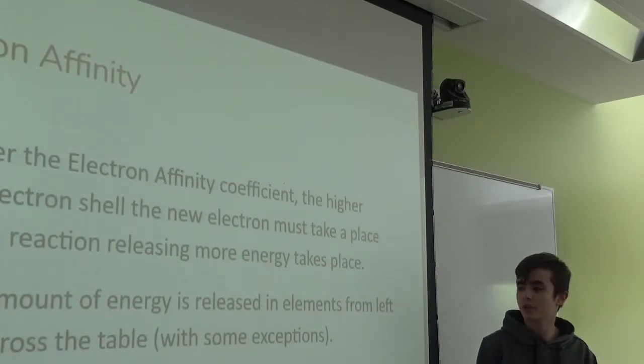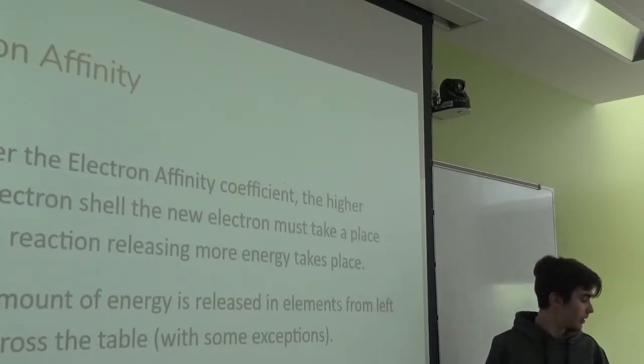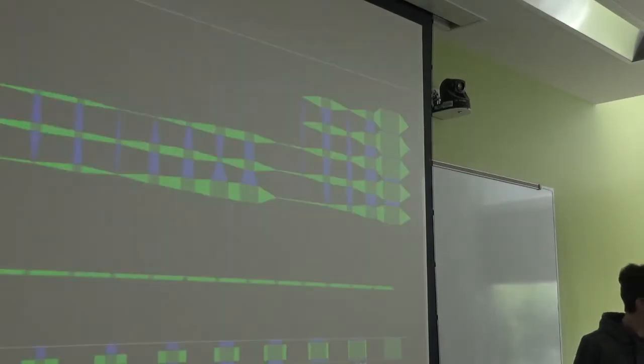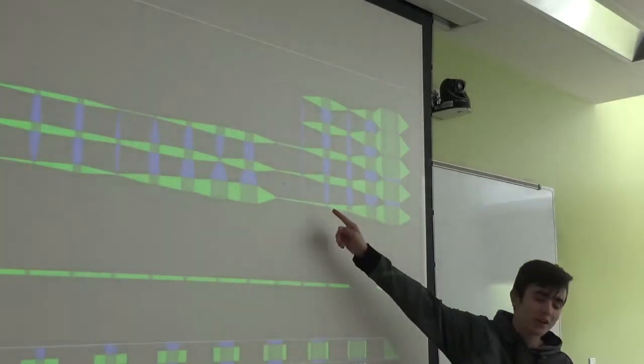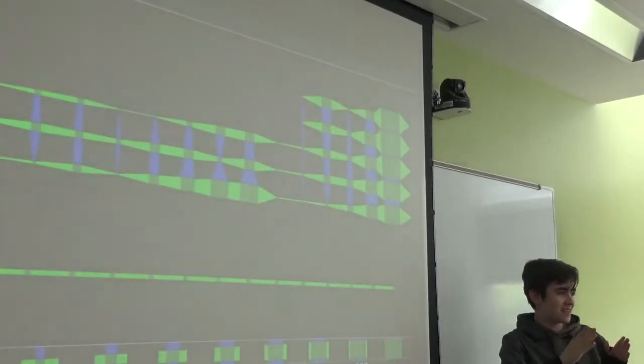A larger amount of energy is released in elements from left to right across the periodic table with a couple of exceptions right here, and I'm not really sure exactly why.